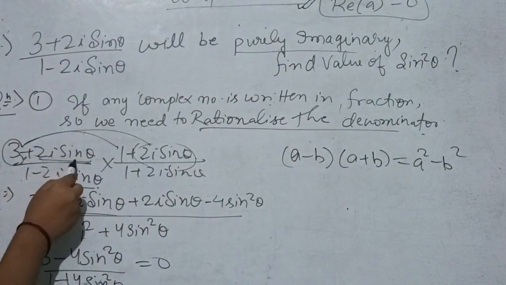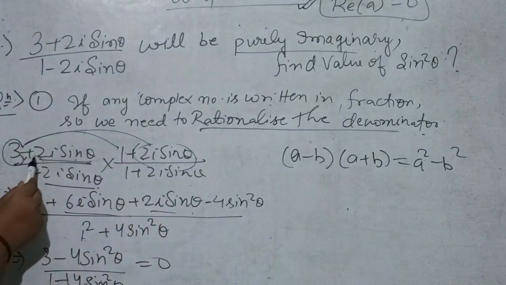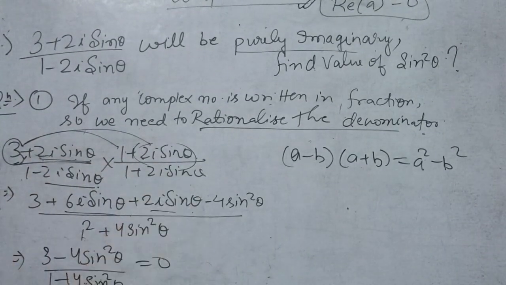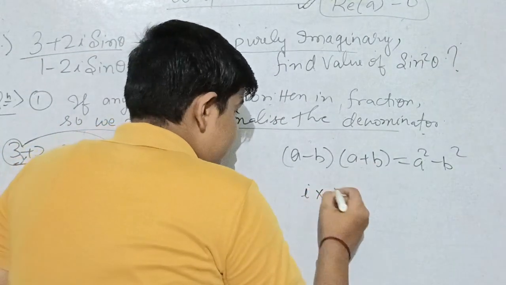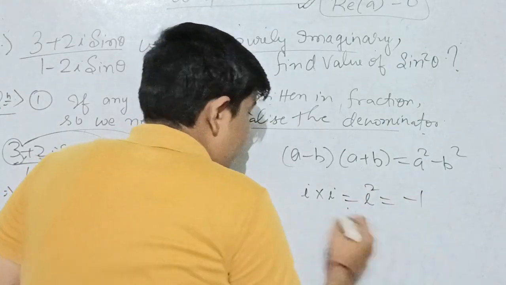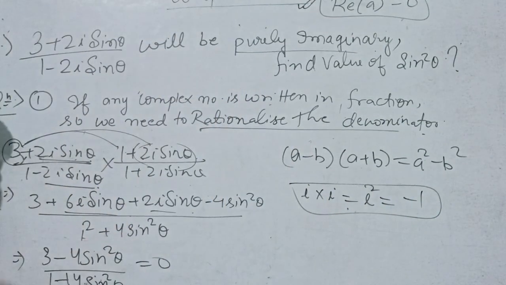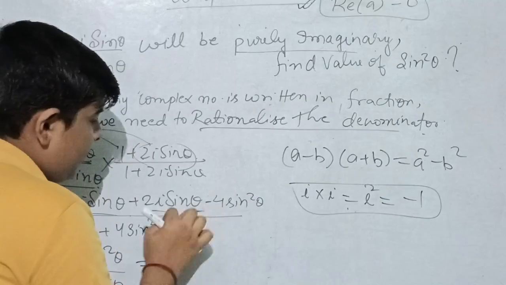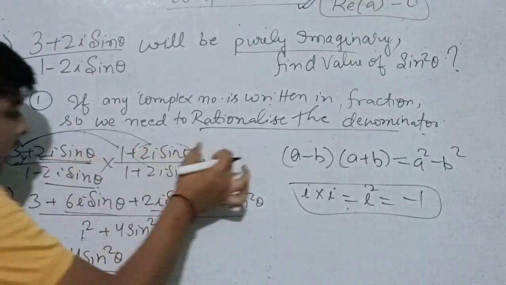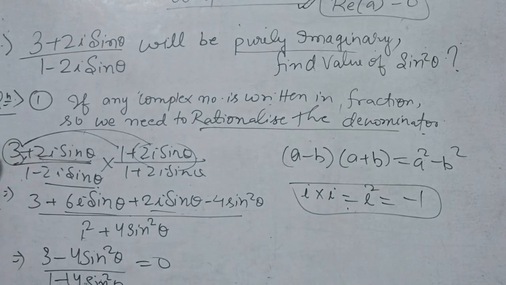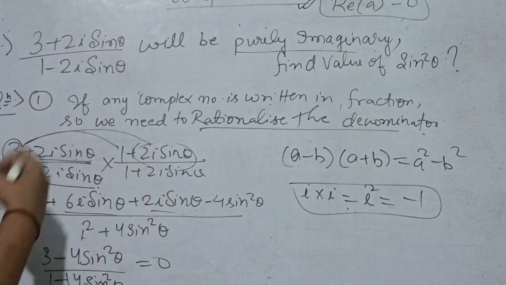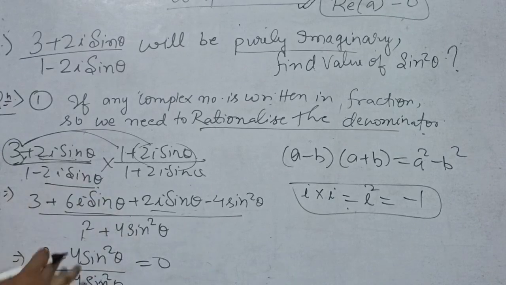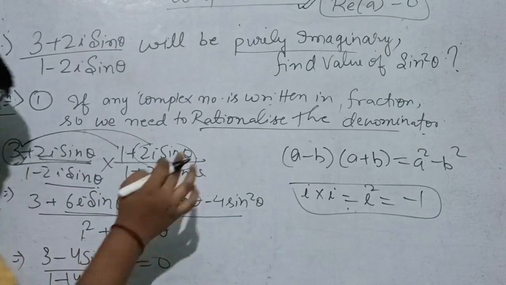Plus 2 iota sin theta into 1 is 2 iota sin theta, and 2 iota sin theta into 2 iota sin theta becomes 4 iota square sin square theta. The value of iota square is minus 1, so we apply the minus sign here, and sin theta into sin theta becomes sin square theta. In the denominator there will be a square minus b square, so 1 square minus b square, where iota square becomes minus 1, so minus minus becomes plus. The denominator is 1 square plus 4 sin square theta.